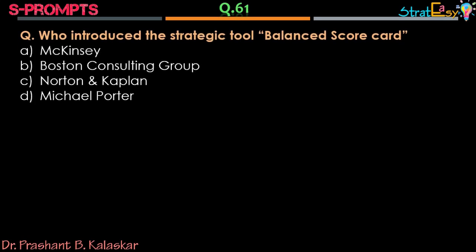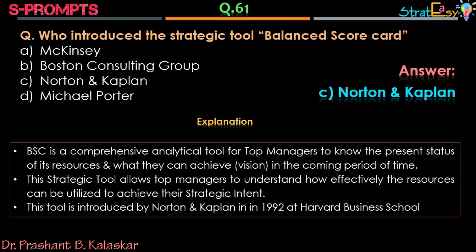Question number 61. Who introduced the strategic tool balanced scorecard? And the right answer is option C, Norton and Kaplan. Balanced scorecard is a comprehensive analytical tool for top managers to know the present status of their resources and what they can achieve, that is vision, in the coming period of time. This strategic tool allows top managers to understand how effectively the resources can be utilized to achieve their strategic intent, and this tool was introduced by Norton and Kaplan in 1992 at Harvard Business School.